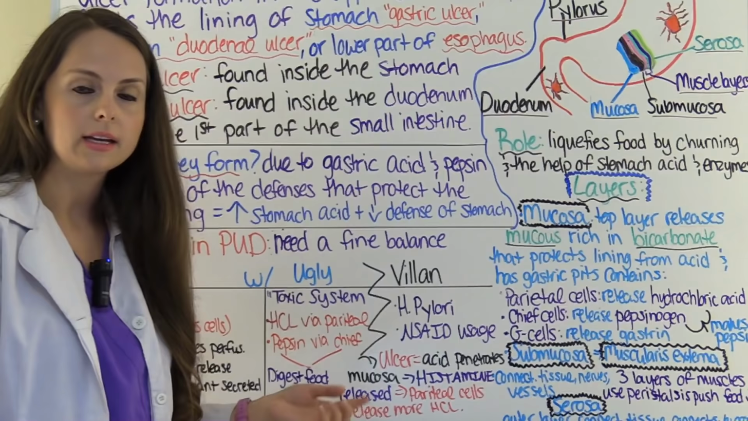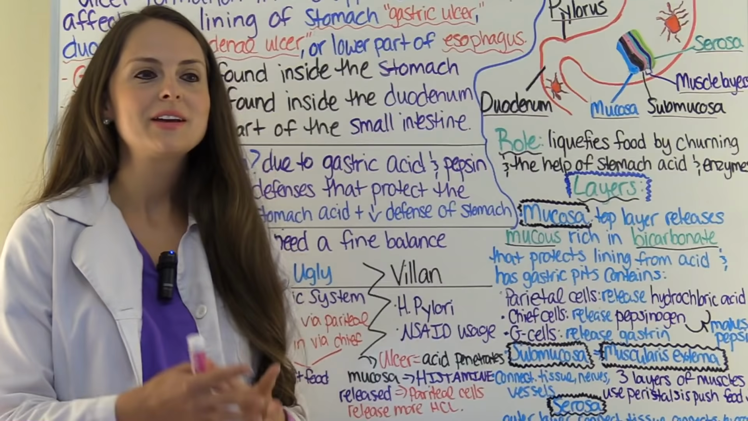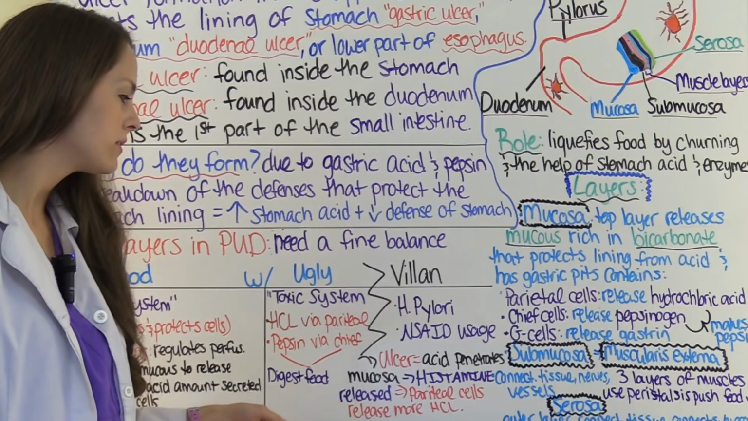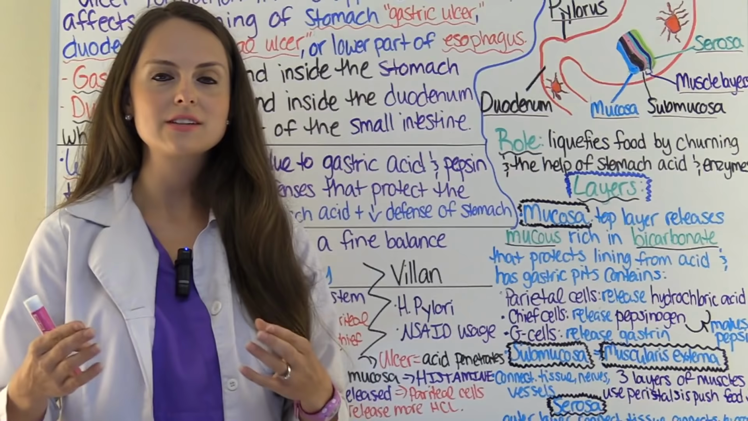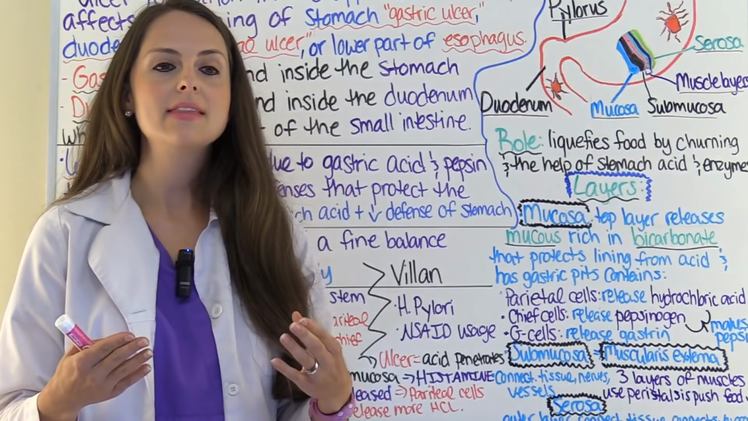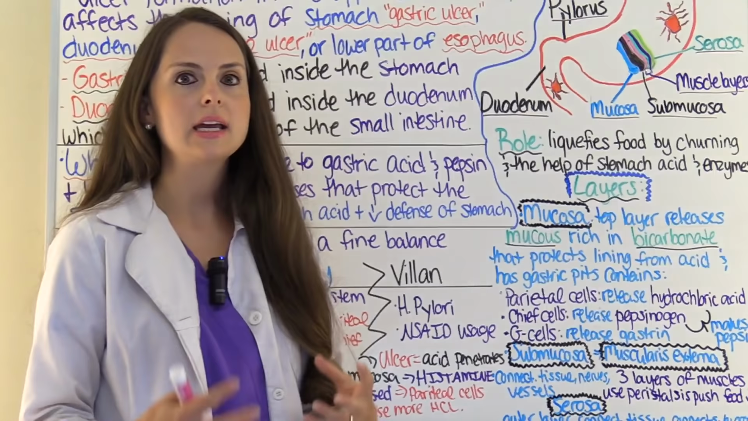Now, whenever histamine's released, it's like a catch-22, because your cells are releasing that because they're hurt, but that will signal to those parietal cells to release more hydrochloric acid. So we already have a problem with the integrity of our mucosa. Histamine's released. It signals to those parietal cells to release more hydrochloric acid, and then that hydrochloric acid is going to come in and make it all worse. So it's going to erode the stomach even more.